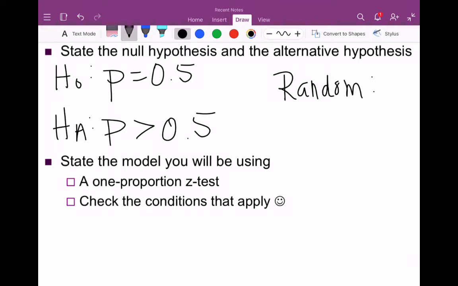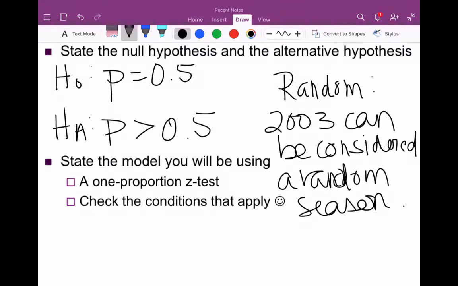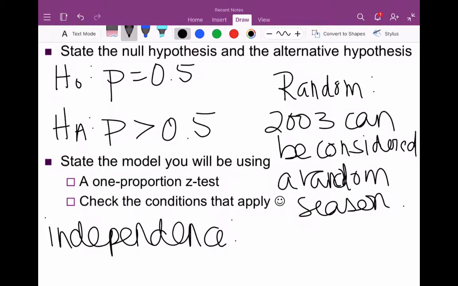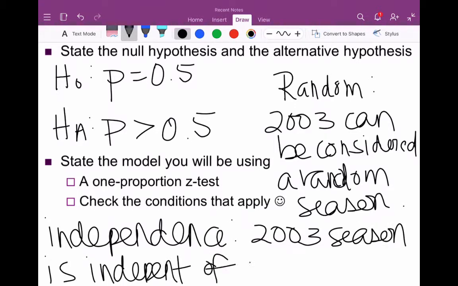And in this particular case, because it's an entire season, we can say that 2003 can be considered a random season out of all of the seasons that they would play. Then when we check the plausible independence and the 10% condition, in a sense I'm going to do this one together because we don't have 10% of the season, we have the whole season, and that's okay. So for the independence, we can say that the 2003 season is independent of all seasons.